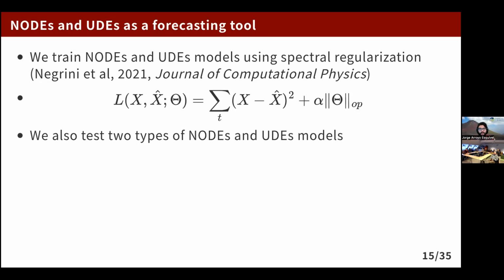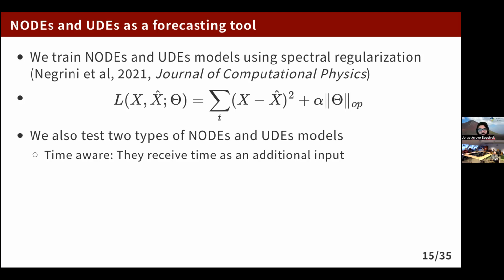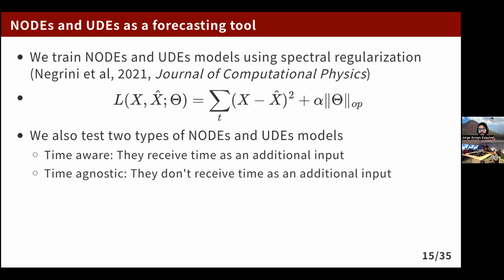And we also test two types of NODEs and UDEs. One of the interesting questions that we have here is that this model is non-autonomous. So there's a time variable forcing function that changes the dynamics through time. So we wanted to incorporate time into our neural network to see if making our system non-autonomous will help in any way to improve the forecasting performance. So time aware, they receive time as an additional input. And time agnostic, they don't receive time. That's the only difference between them.